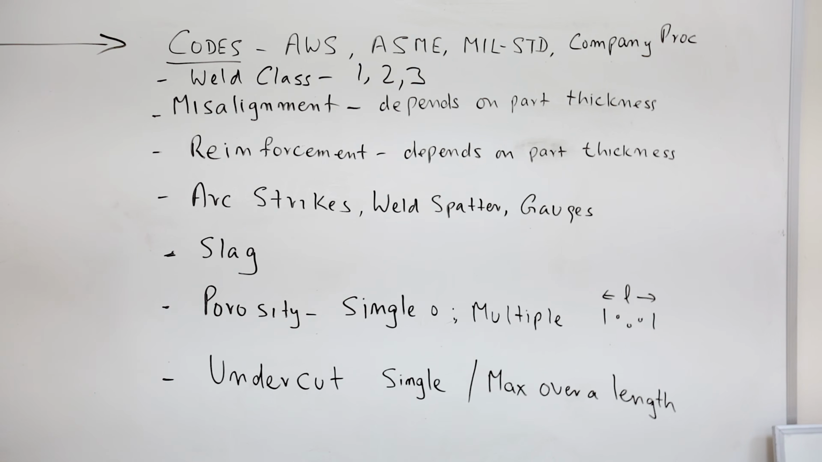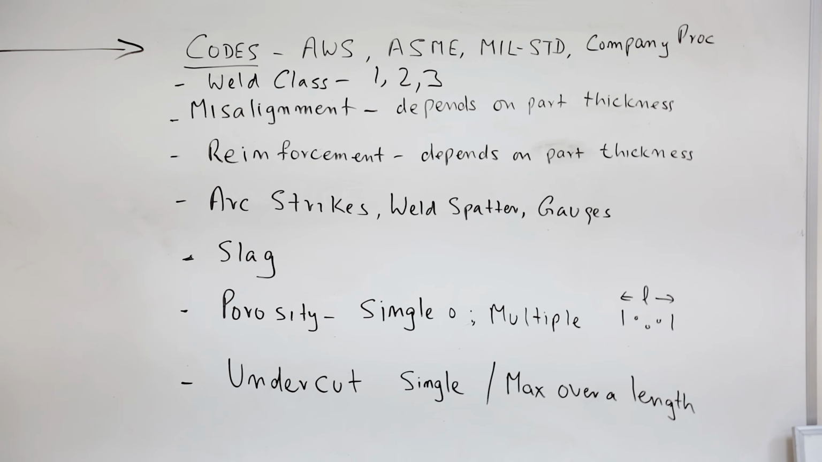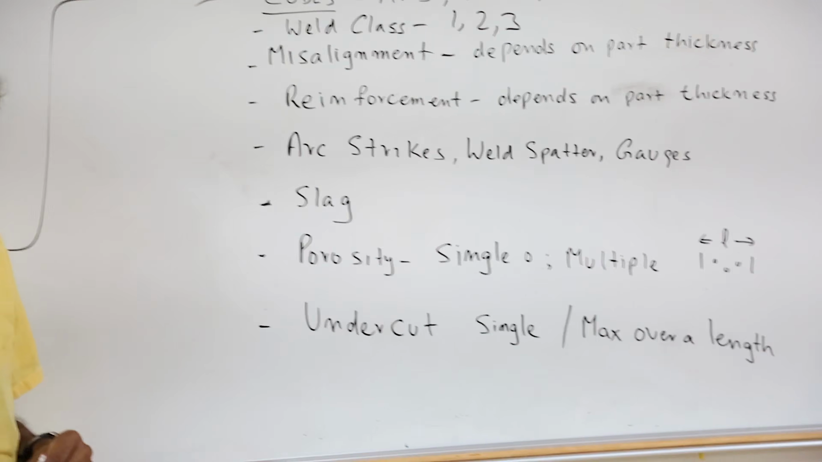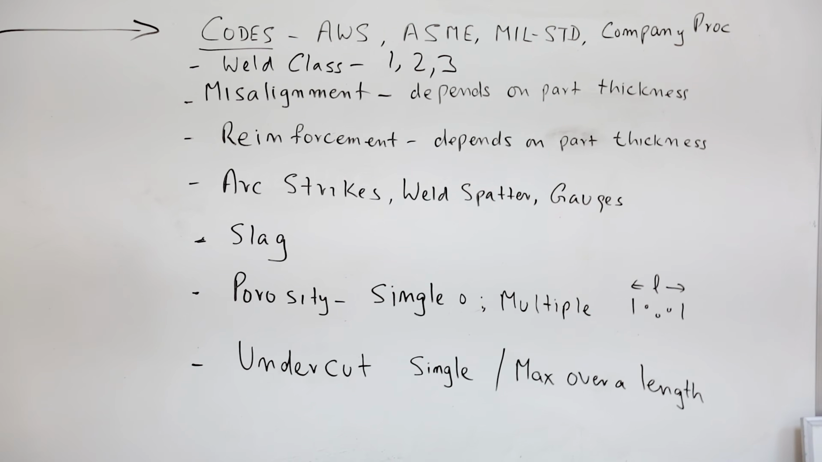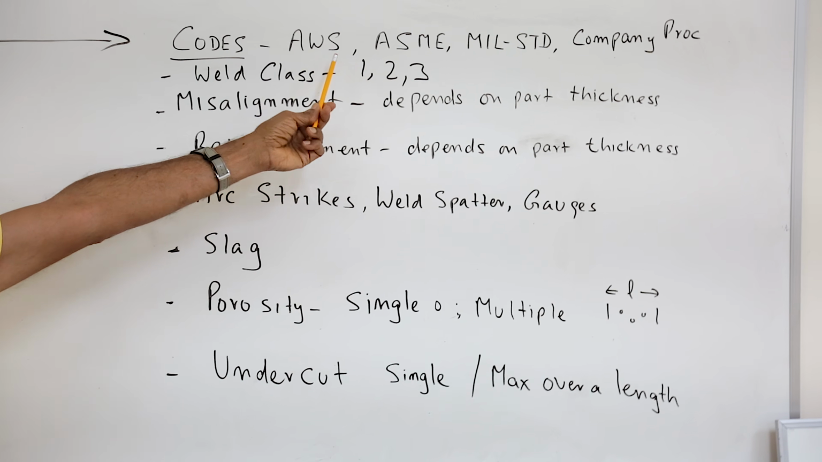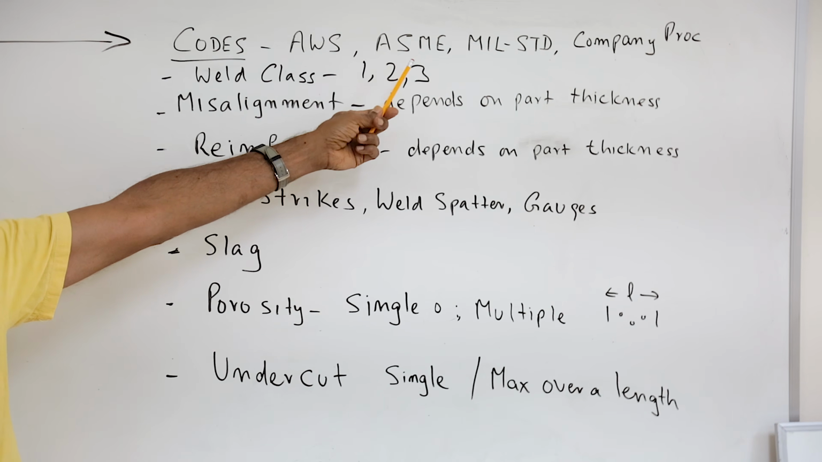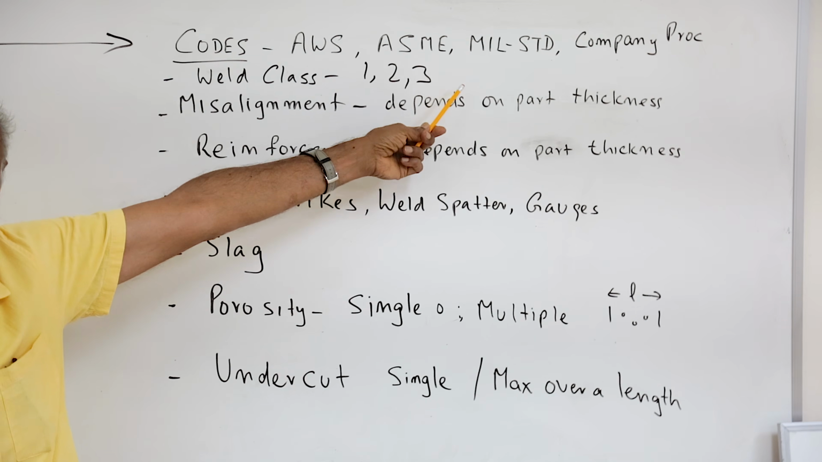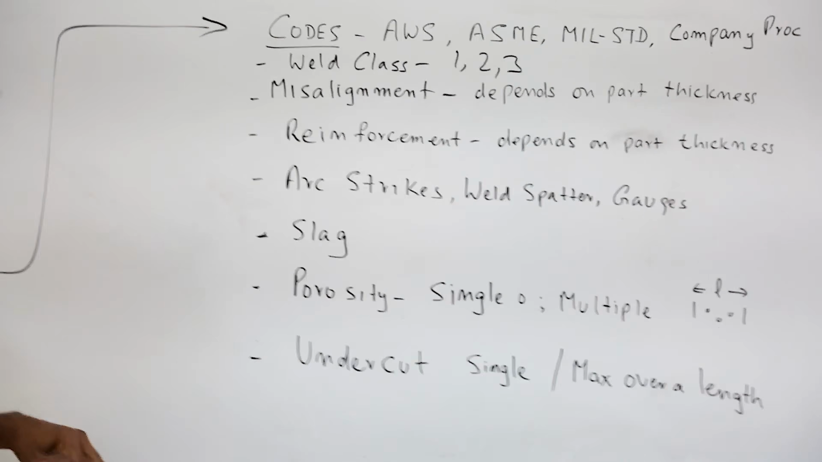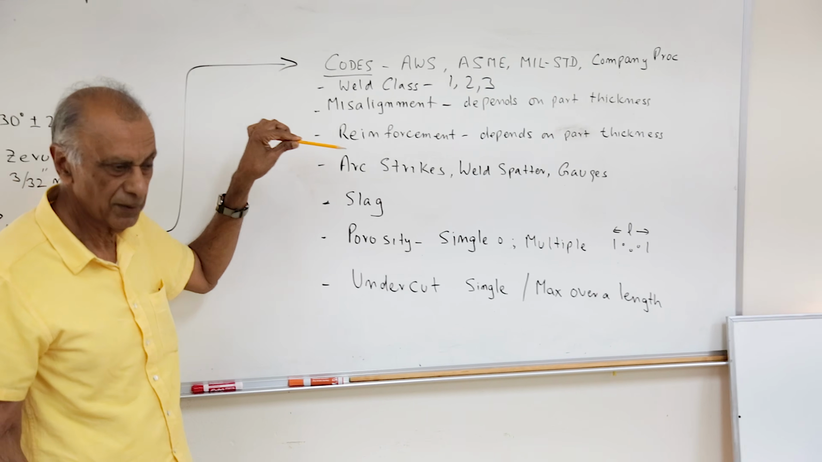Number one, it may actually define different types of welds, like weld class 1, 2, 3. So for each class, there will be different acceptance criteria. So for example, in this case, one could say for class 1, the criteria will be more stringent compared to class 2 and 3, because class 1 could be more critical weld. So then after that, it will give you misalignment of the final part.